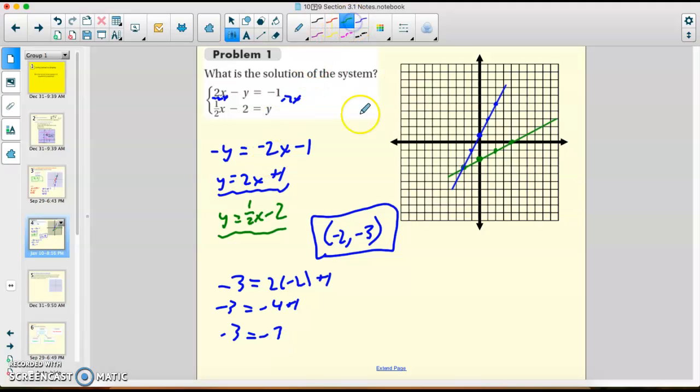The green one here real quick. Negative 3 equals 1/2 times negative 2 minus 2. Negative 3 equals negative 1 minus 2, which is negative 3. So it works for both. We're good to go.